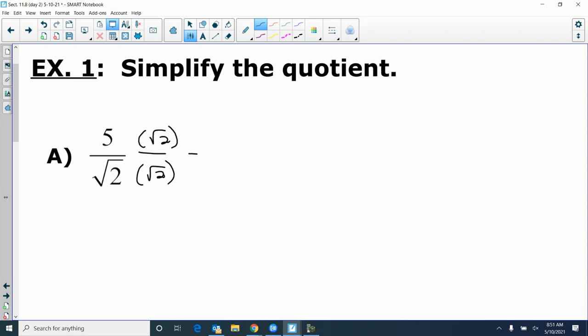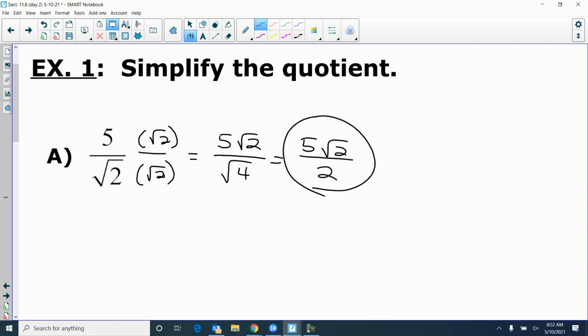Now, 5 times square root of 2. 5 is not inside a radical, so all you can do is make it 5 radical 2. Square root of 2 times square root of 2 is square root of 4. This helps us because what's the square root of 4? 2. So 5 square root of 2 over 2.